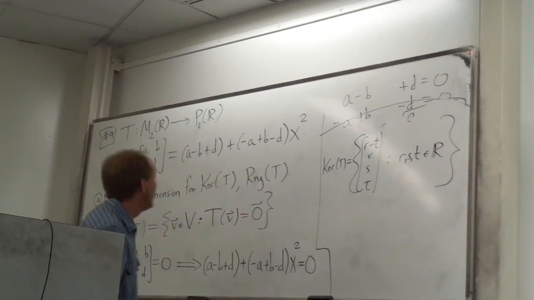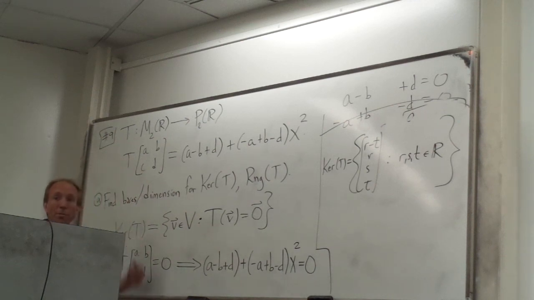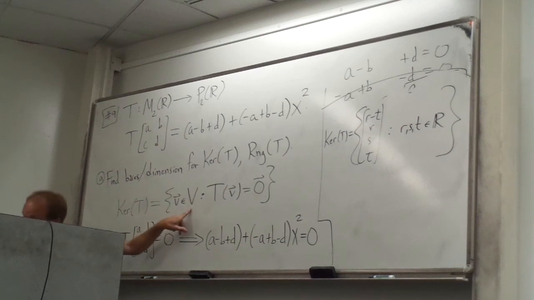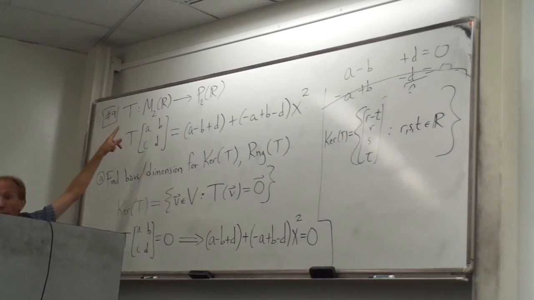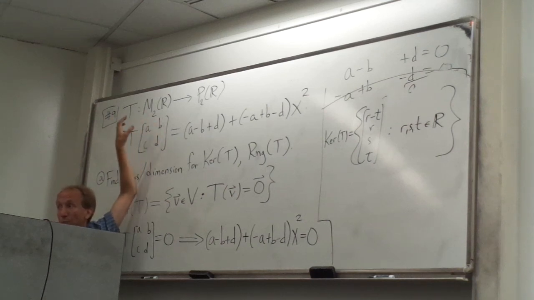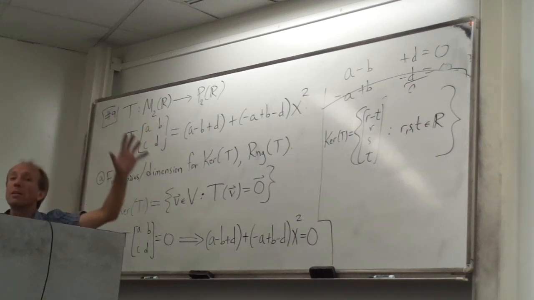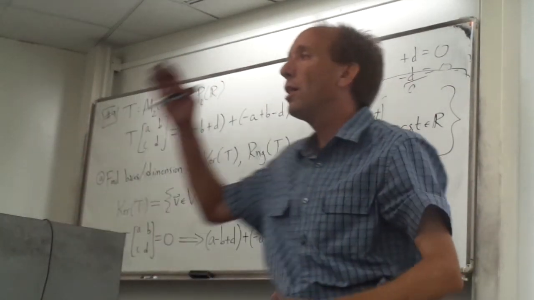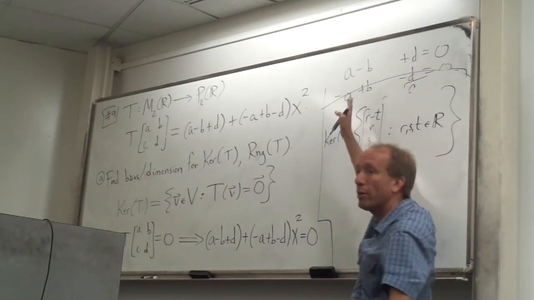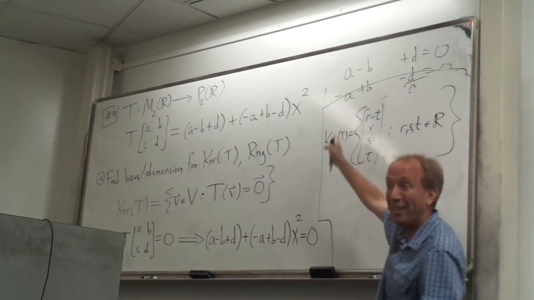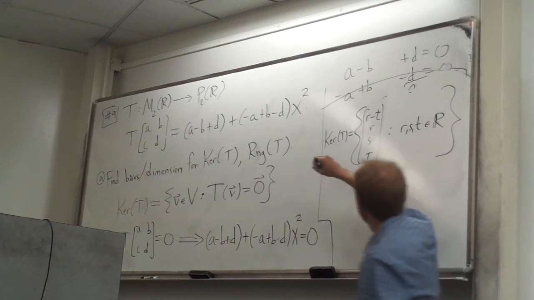Why not? The kernel is supposed to be a subspace of V. What is V? A matrix. What kind of matrix? 2 by 2. 2 by 2 matrix. If you're going to give me something in the kernel, you need to be giving me a 2 by 2 matrix. So a lot of times people will do this. They'll throw it into a column like this. This looks like a vector in R4 to me, the way I've drawn here. So I don't like that.